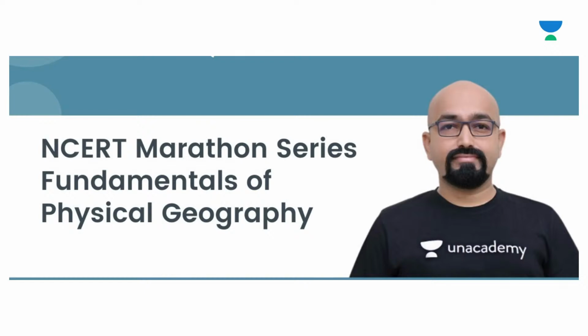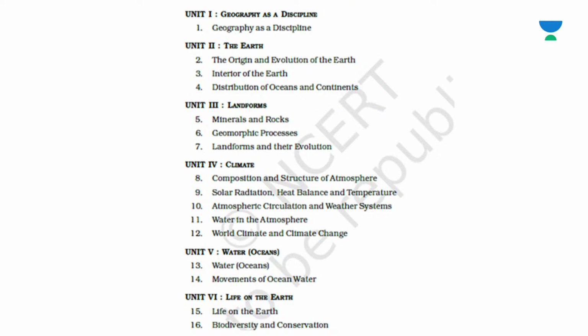In today's NCERT Marathon series, we will discuss atmospheric circulation and weather systems. Now friends, in the earlier session, we have discussed the topics of physical geography, where we have covered solar radiation, heat balance and temperature.